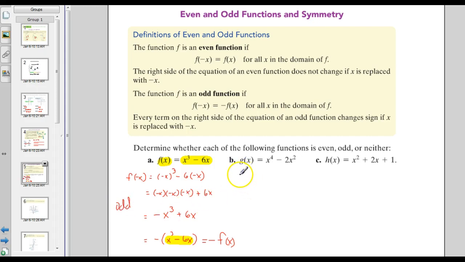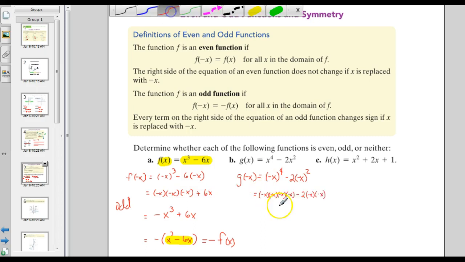Alright, for B, I plug in negative x into the g function. Okay, this is f up here, but it's fine to do it for g and h. It's just the name of the function. This is negative x to the 4th, minus 2 times negative x squared. Well, just like I did here, I'd have a whole bunch of negative x's multiplied together 4 times. Alright, and then minus 2, and then another negative x multiplied by itself.